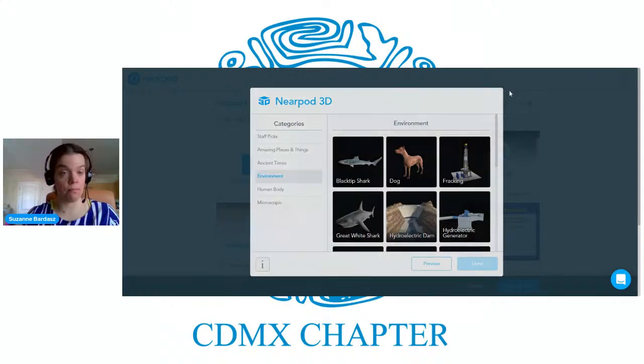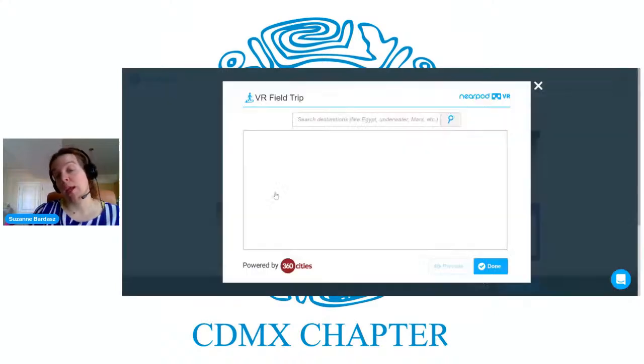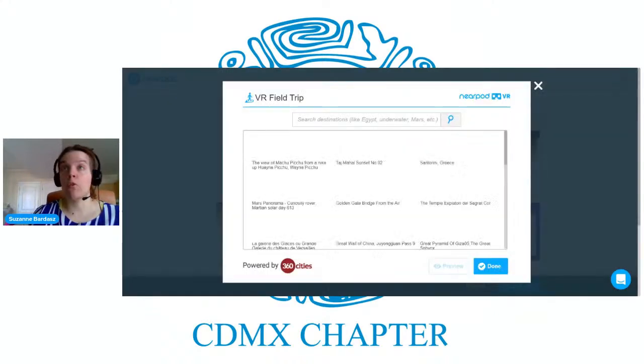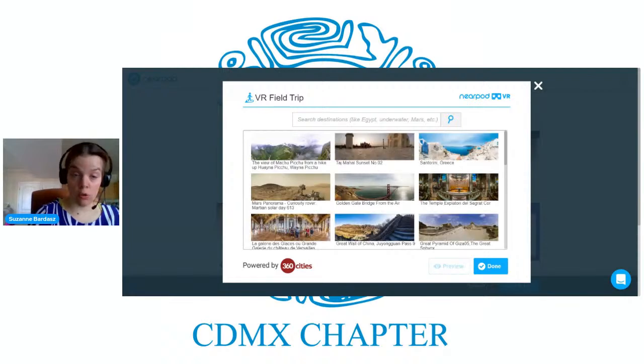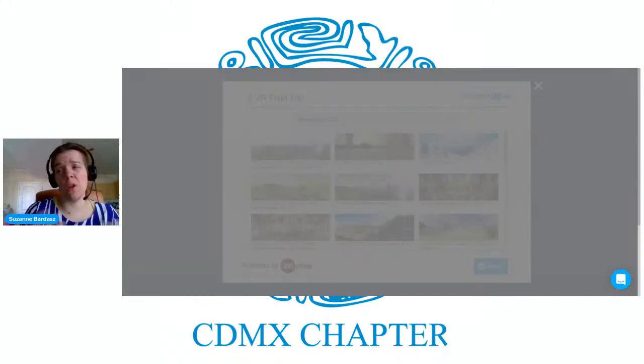in depth. Now this one's really great, especially if you're reading about a different place in the world, you can do what's called a VR field trip. So since this was talking about an inauguration, I'm going to look up Washington, D.C., because maybe my students are not familiar with Washington, D.C., or where this was taking place in Washington, D.C. So I would look up that content.